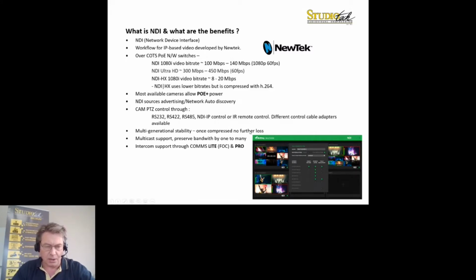NDI is of course a compression, because it's a codec, and compared to 2110 it is a low-cost solution, but it is also considered lossless. So once it's compressed in the system, there is no further image loss or quality loss throughout the chain. It also supports multicast, so you preserve bandwidth by multicasting the NDI stream on the network, so it can be accessed by any production system installed on the same network.